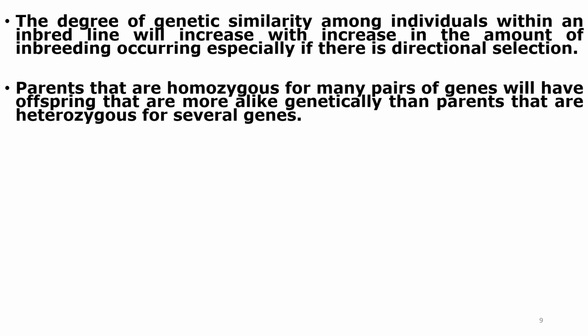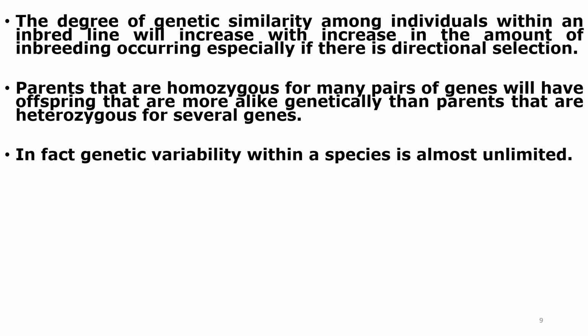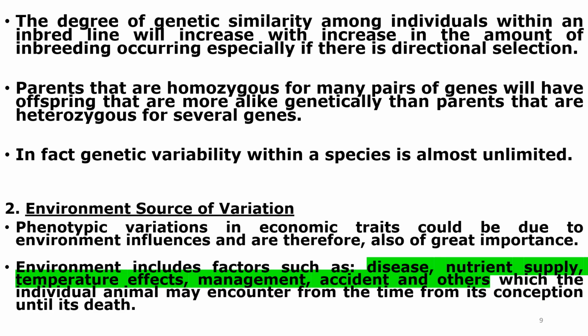The degree of genetic similarity is expected to increase with increase in inbreeding, especially if selection is done directionally. So parents that are homozygous for many pairs of genes have offspring that are more alike genetically than parents that are heterozygous for several genes. And the degree of homozygosity actually limits or decreases genetic diversity in populations. In fact, genetic variability within a species is almost unlimited.